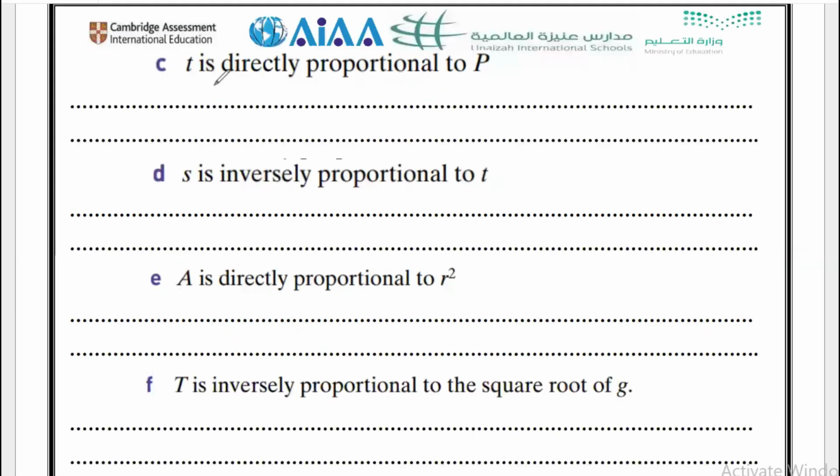Next part is c, which is t is directly proportional to p. So that means t is proportional to p, and the second way, we can write t is equal to kp. And the next part is s is inversely proportional to t. That means s is proportional to 1 over t, or in the second way we can say that s is equal to k over t. And then we have the e part, a is directly proportional to r squared, so a is proportional to r squared. And in the second method, when we introduce the constant of proportionality, a is equal to k r squared.